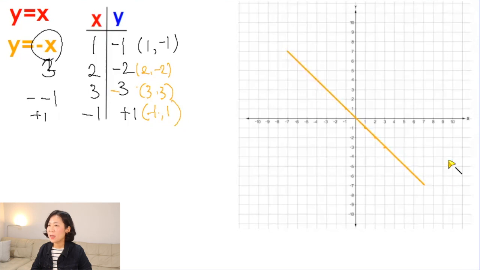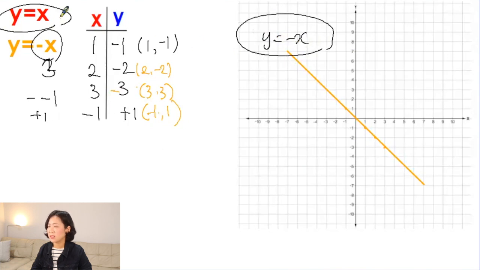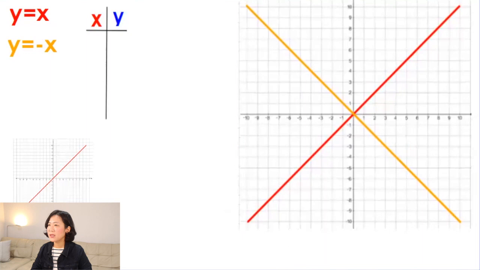But just remember, we already know what y equal x looks like, right? Then let's compare the y equal x graph and the y equal minus x graph. So we have a two line graph, y equal x and then y equal minus x. So what's the difference? Did you notice the difference between them? Look at y equal x. It looks like a growing graph and then y equal minus x is a decreasing graph.